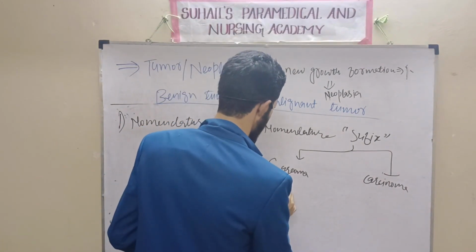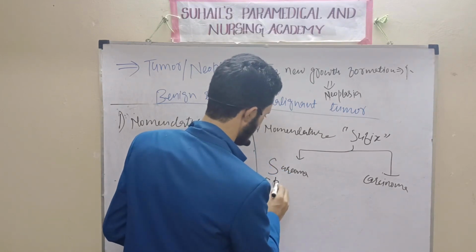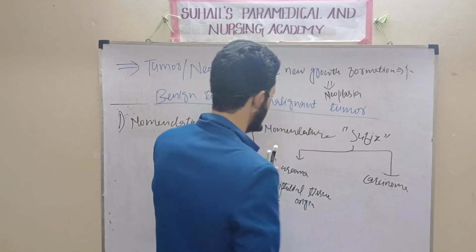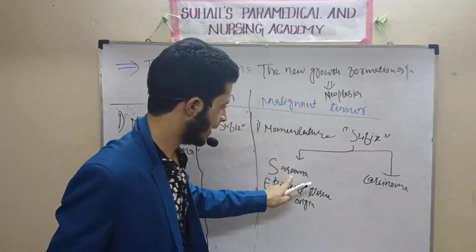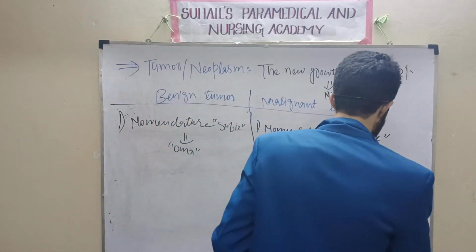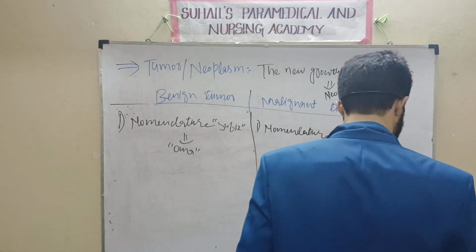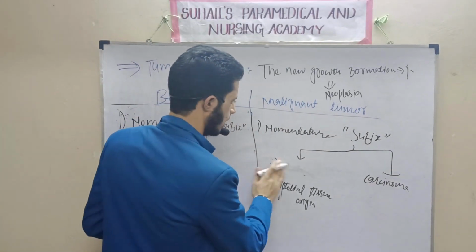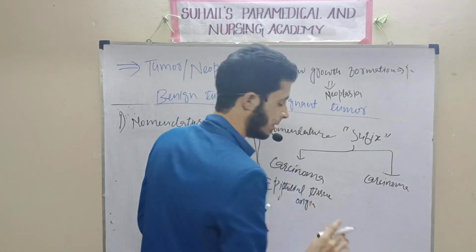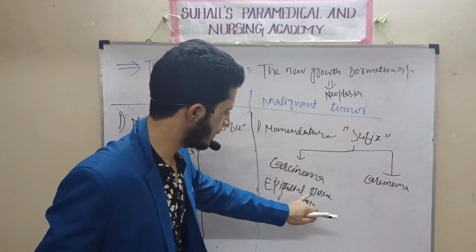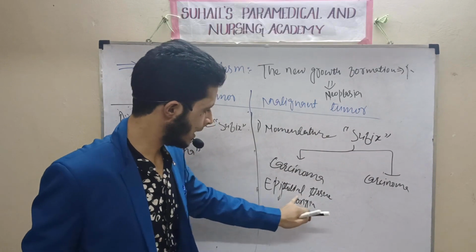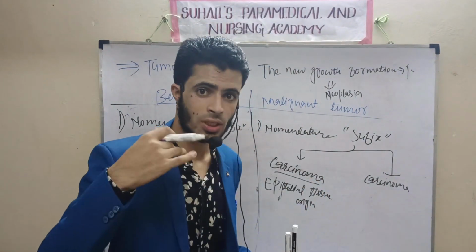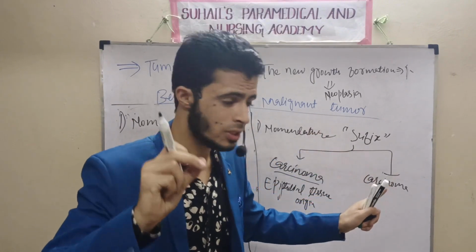Sarcoma is when it is of epithelial tissue origin. If the malignant tumor is of epithelial tissue origin, that time we call this sarcoma. Sorry, I have here, no, here it is wrong, here it is carcinoma. Remember this point, this is carcinoma. Carcinoma means it is of epithelial tissue origin. That means the origin of the malignant tumor is epithelial tissue. That time we call this carcinoma. The suffix we will use is carcinoma.